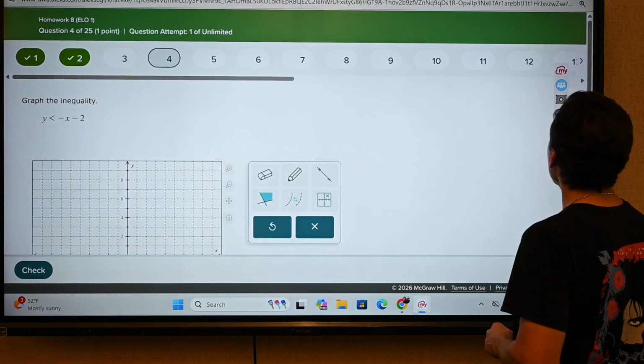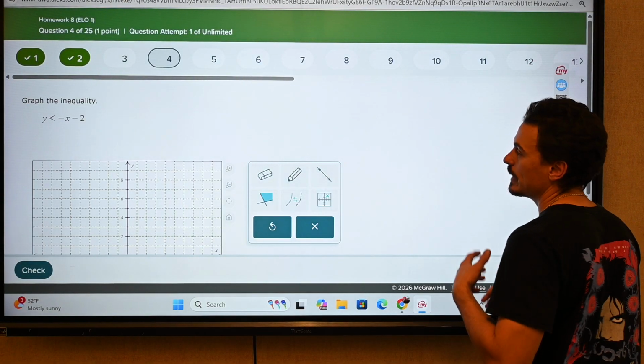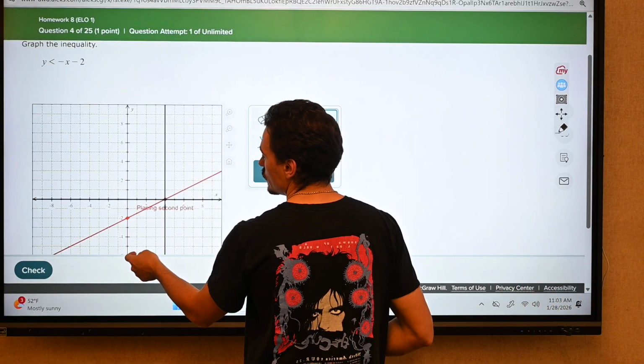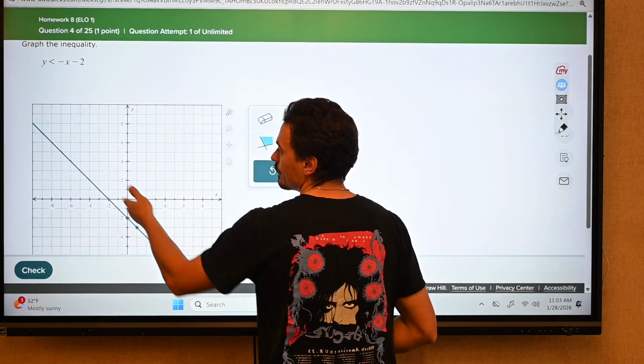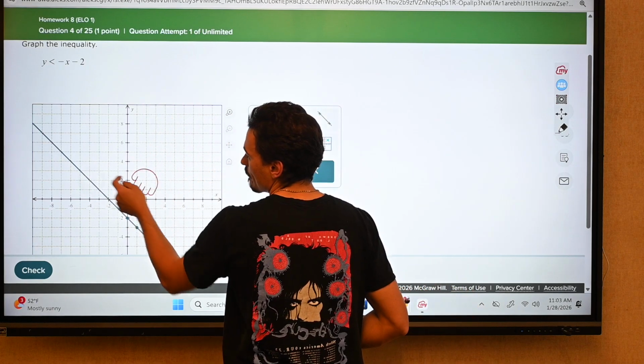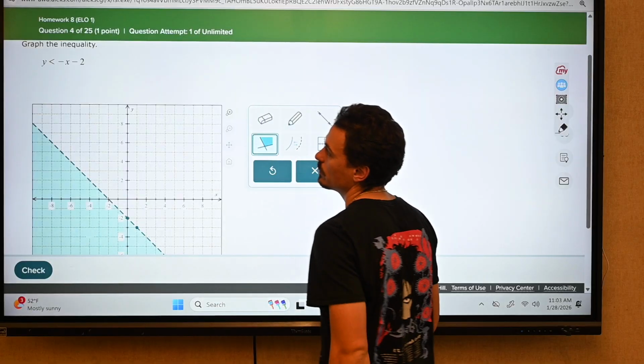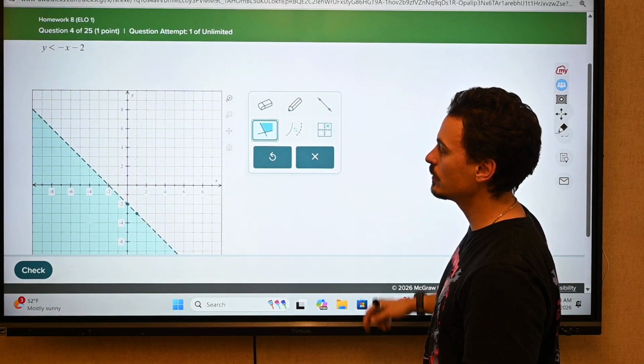Here is number 4. We're going to do the same exact thing. We're going to graph that line right there. So if I left that line, I get negative 2. There's the line. It's less than. I will dash it, and since it's less than, we're going to be below.